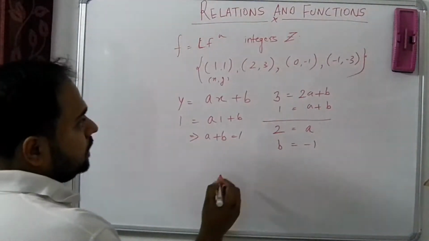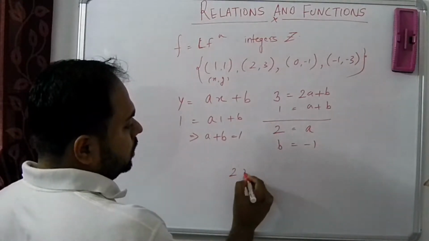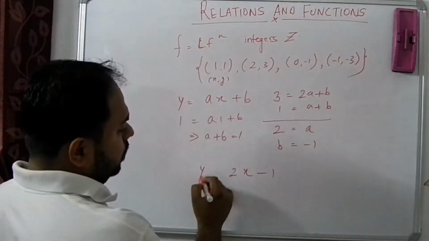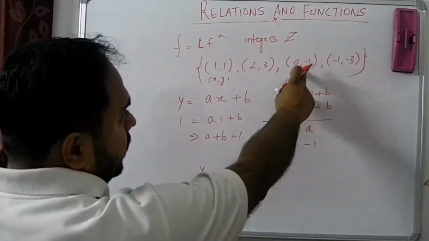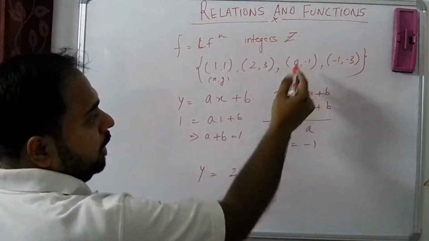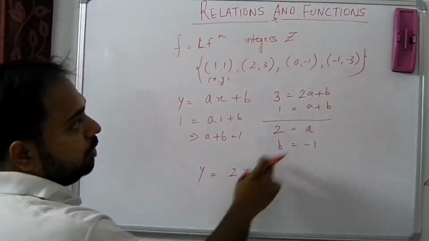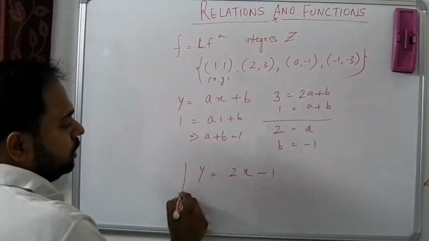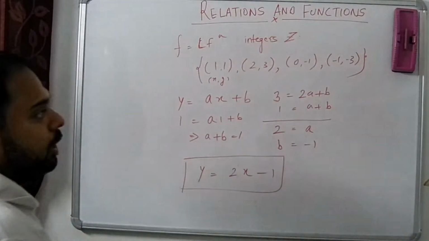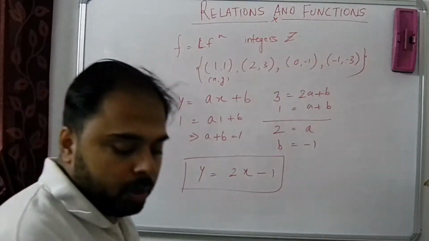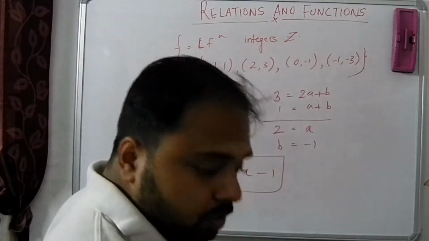So our linear function is 2x - 1. Let's see if this is satisfied. When x is equal to 0, we get y = -1. This is fine. When we put x equal to -1, we get y = -3. So this is our function. Once we know a few values and the general form, we can try to predict the entire function. So this is another problem which is again given in the NCERT.